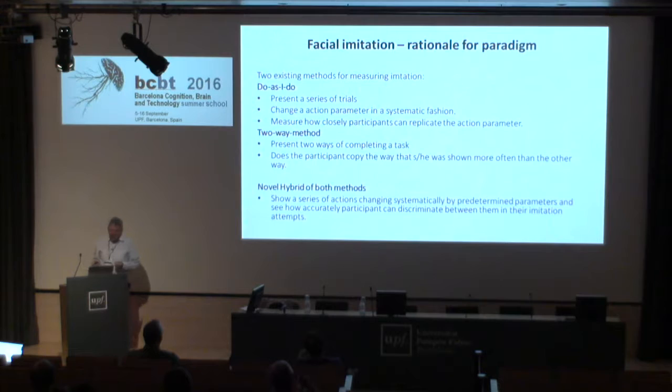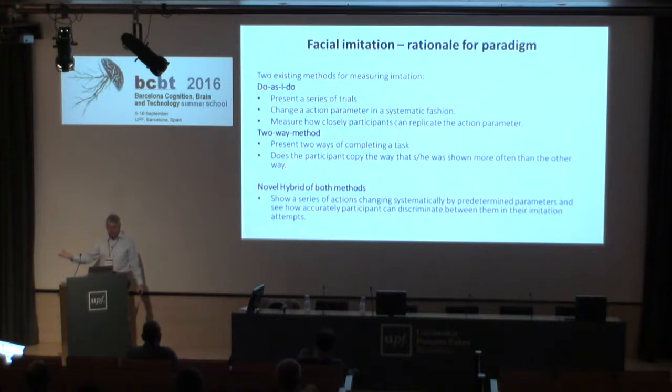The other way is something called the two-way method. In the big debate about whether or not chimpanzees, non-human primates, have culture, the accepted method of testing whether or not imitation is occurring is to present two ways. Typically it's what's called the artificial fruit, which is a box containing a reward. There are two ways of opening the box. You might turn the key or you might pull the rod out, and you show one way to one group and the other way to the other group. Then you see if they open the box in the way that they've been shown.